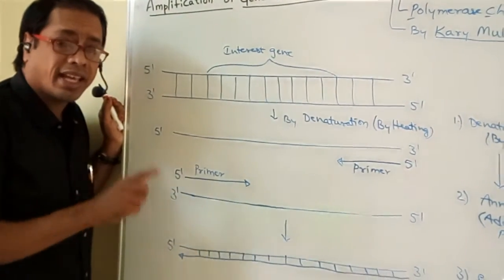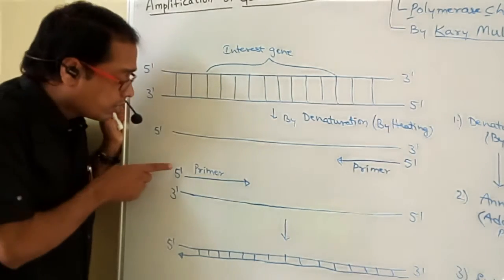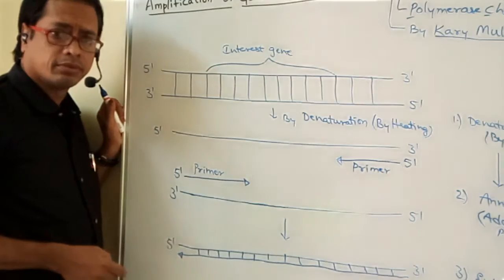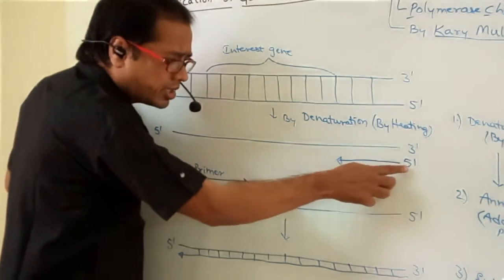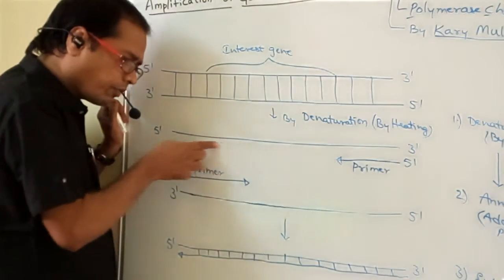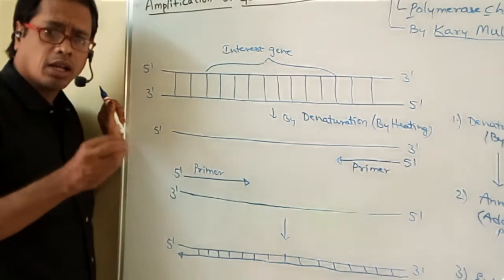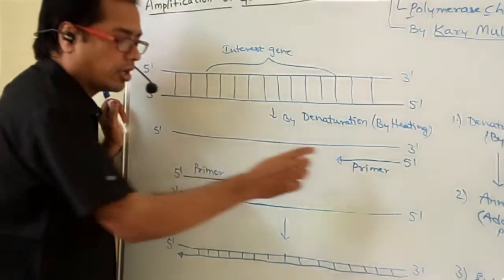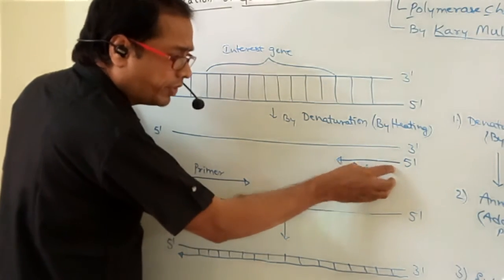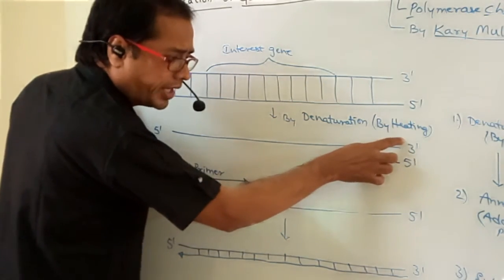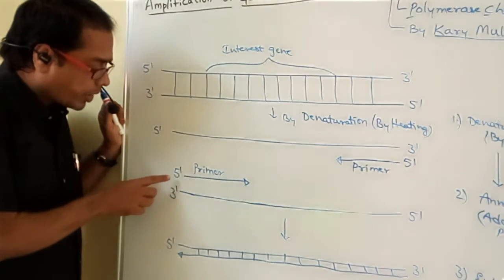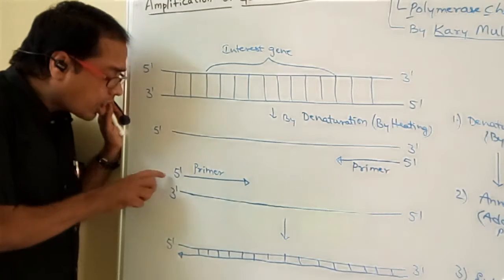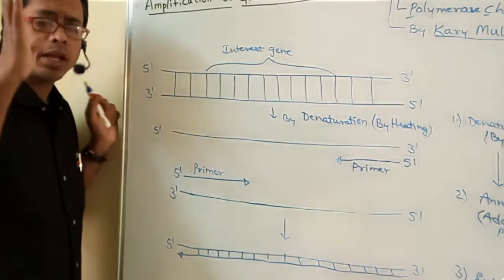So primer is extended in the direction of 5 to 3. Here also primer is extended in the direction of 5 to 3. Primer is attached at which end of parental strand? 3' to 5' parental strand.